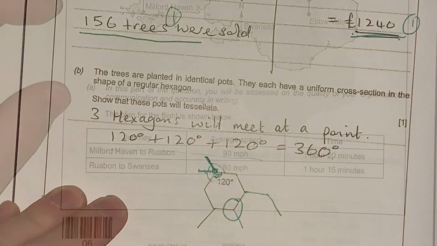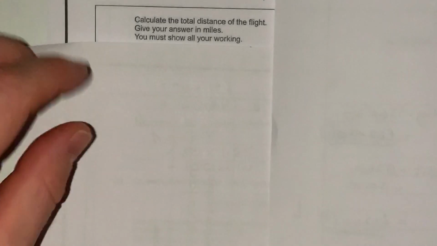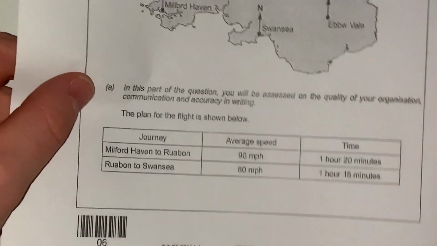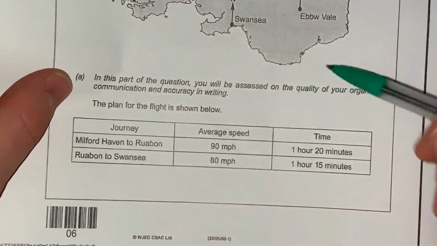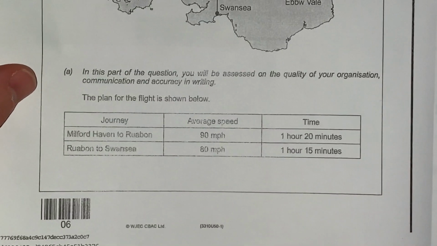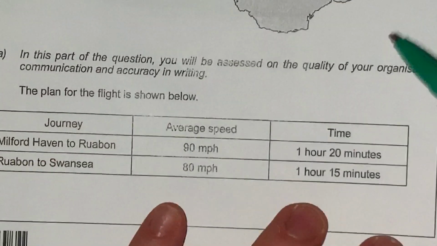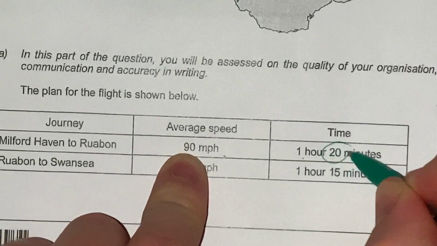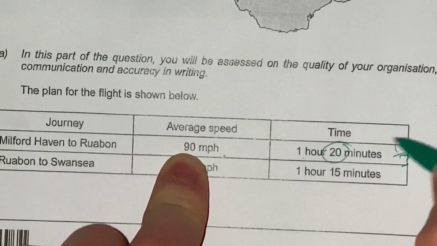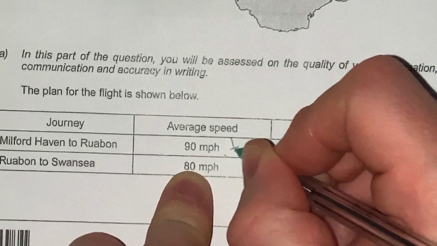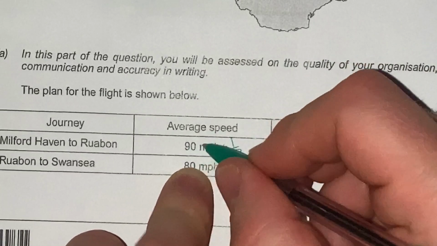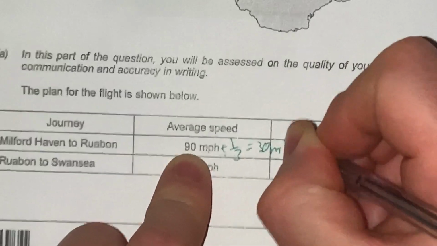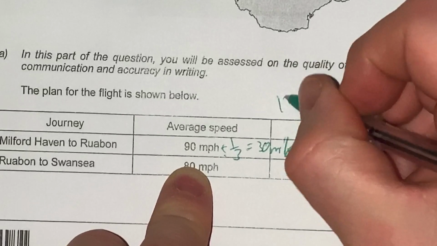Okay guys, for this question here, it wants me to find out the total distance of the flight, but you give your answer in miles, you've got this here, miles per hour, okay, you've got how long it takes, so I'm just going to do some rough workings here, because I think it's a little bit easier. If I'm going 90 miles an hour, but I go for 1 hour and 20 minutes, 20 minutes is a third of an hour, so a third of 90 miles per hour is obviously going to be 30 miles.